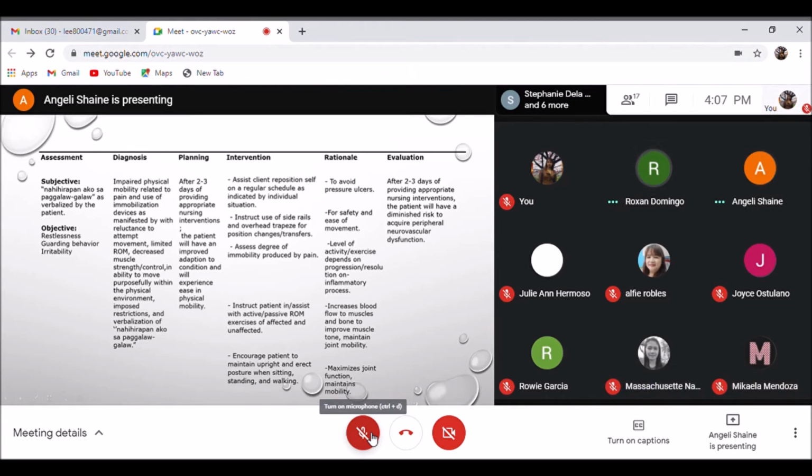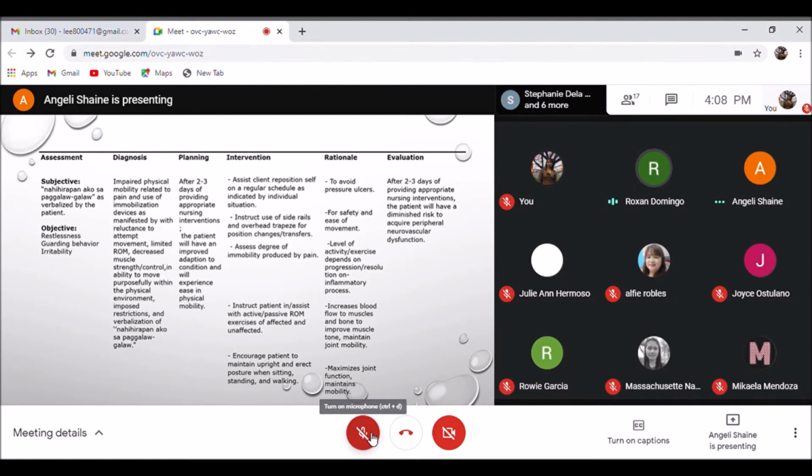Instruct patient in or assist with active or passive range of motion exercises of affected and unaffected. The rationale is increases blood flow to muscles and bone to improve muscle tone, maintain joint mobility. Encourage patient to maintain upright and erect posture when sitting, standing, and walking. Rationale: maximizes joint function and maintains mobility.